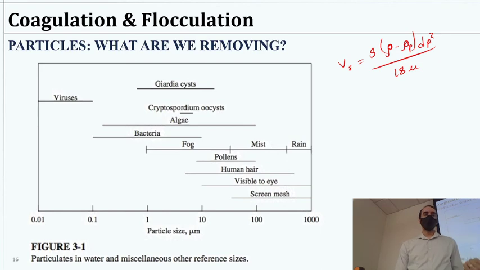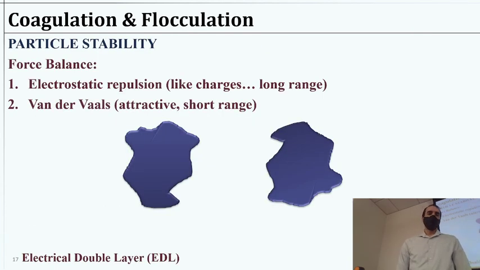So if we can cause particles to stick together, even if the density doesn't change at all, nothing else changes, that diameter change is going to make a big impact on the settling velocity. So with adding a coagulant, a large part of what we're aiming at is changing the diameter of particles. The way we do that is to manipulate particle stability.